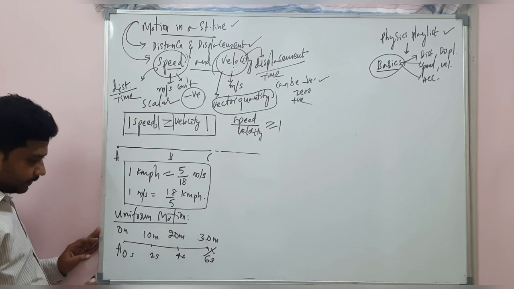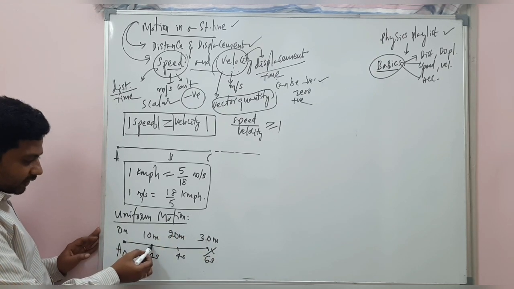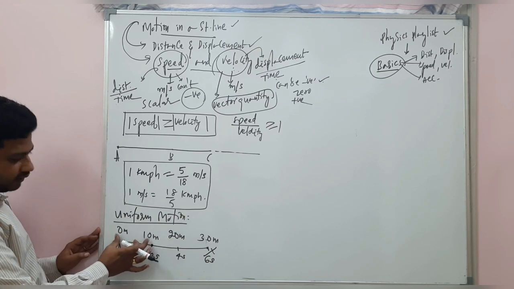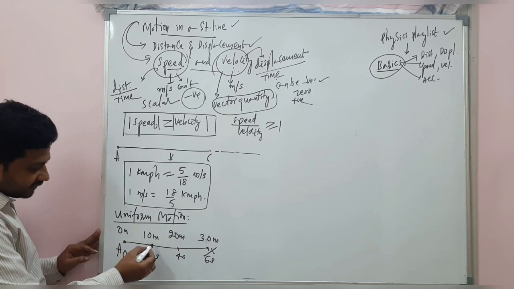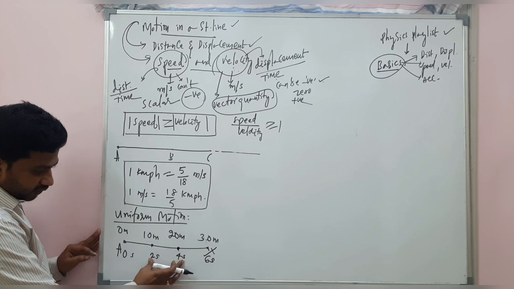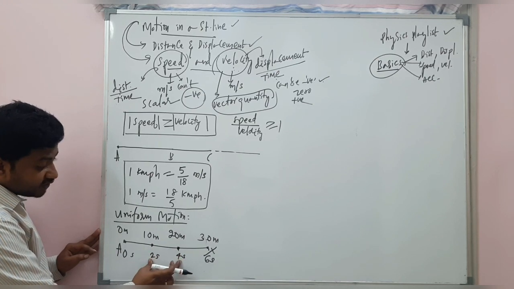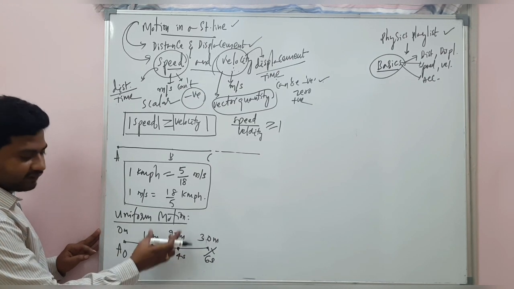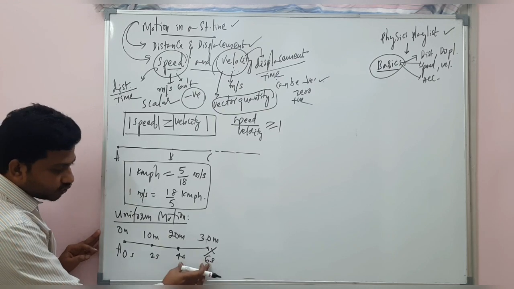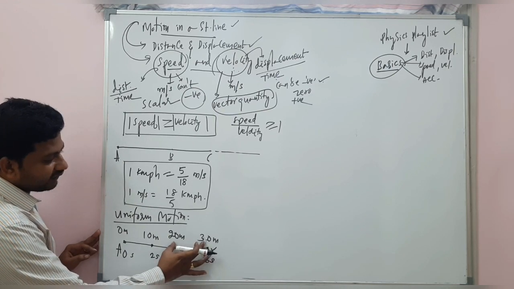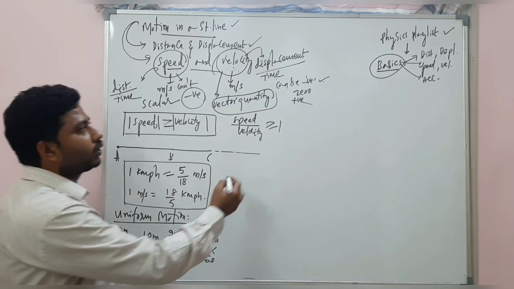Look at here. In this interval of 2 seconds, what is the distance traveled? 10 meters. In this next interval, what is the interval here? 2 seconds. In this 2 seconds interval, what is the distance traveled? 10 meters. So, what can I write?